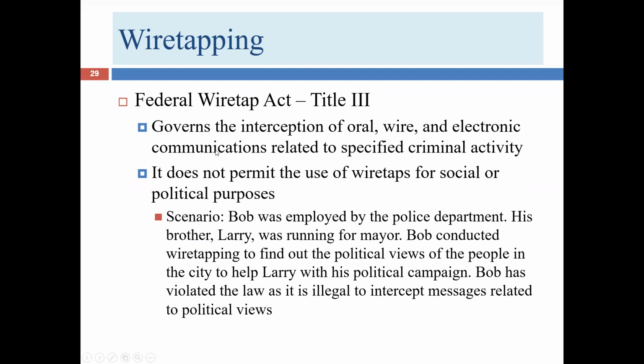Not going to talk about this particular statute, but let's consider this scenario. So Bob works for a police department, so he has access to some confidential records. His brother is running for political office. Bob starts wiretapping to hopefully funnel to Larry some ideas about what would be successful campaign strategies. Under this situation, Bob has clearly violated the law because you can't intercept messages for political reasons.